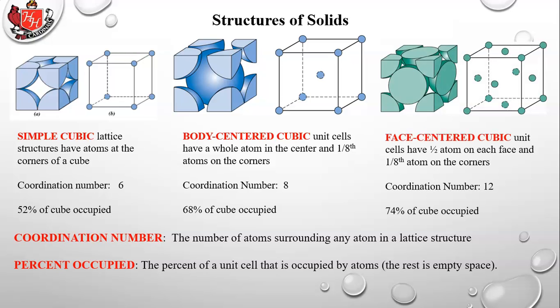Finally, we go to the face-centered cubic unit cell. They have a half atom on each face and 1/8 of an atom on the corners. Again, this one's a little hard to visualize, but the coordination number is 12. So if you take that atom that's right out in front that's facing towards you, it has 4 atoms behind it. You can see 2 of them, the one that's facing up and the one that's facing to the right. There's also one that's facing to the left and one that's facing down. So that's 4 behind it.